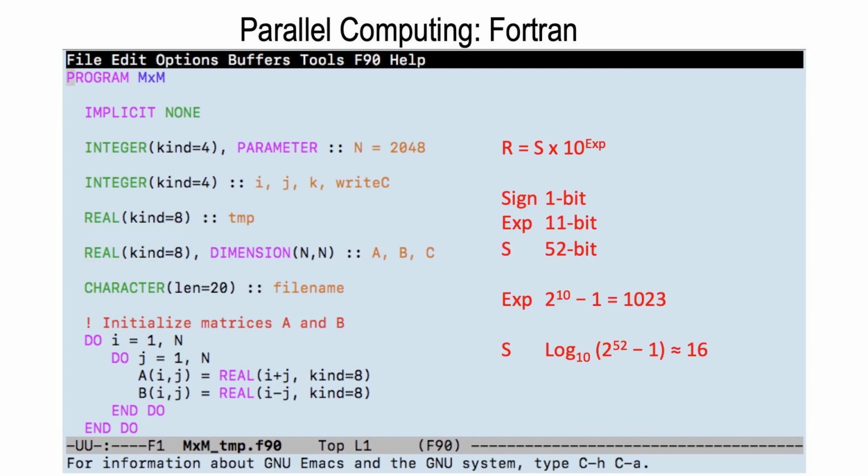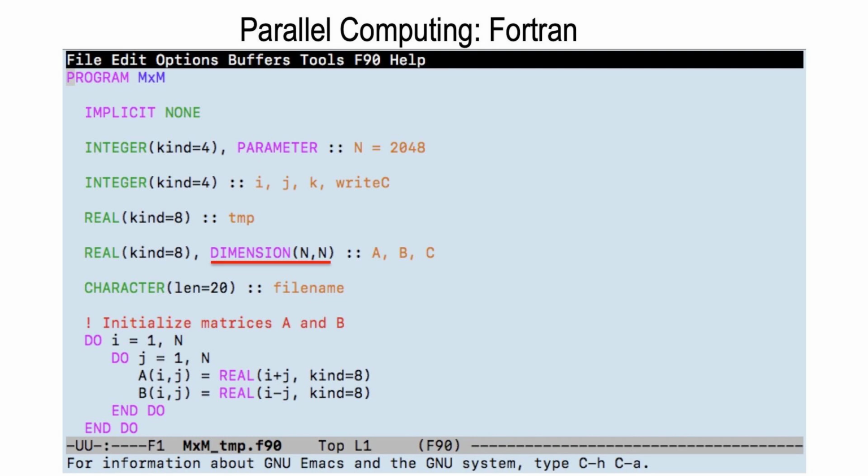A real 64-bit number can be expressed as a significant times 10 raised to the power of the exponent. The sign, whether plus or minus, takes up 1 bit, the exponent occupies 11 bits, and the significant uses 52 bits. The maximum exponent is 2 raised to the power of 10 minus 1, equal to 1023. To estimate the number of decimal places for the significant, we can use the 10 base logarithm of 2 raised to the power of 52 minus 1, approximately yielding 16.